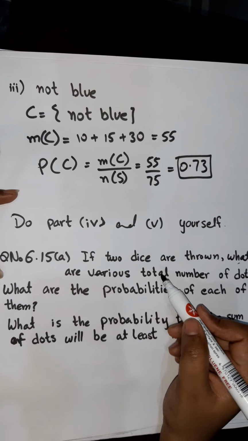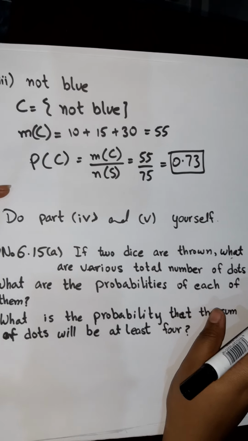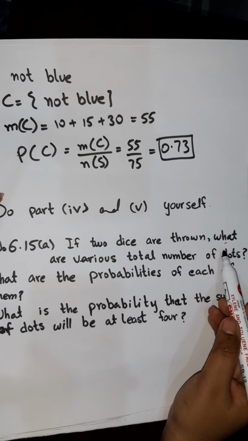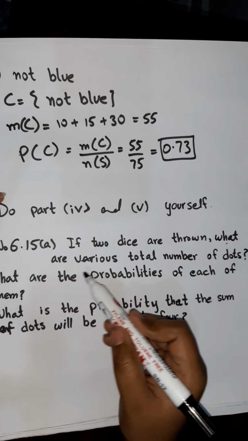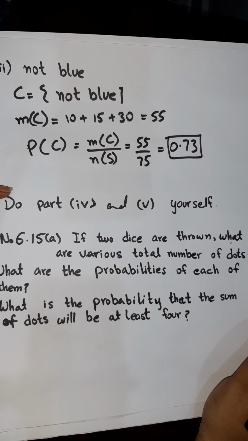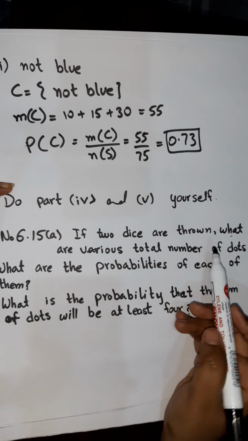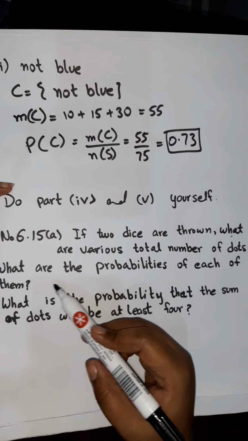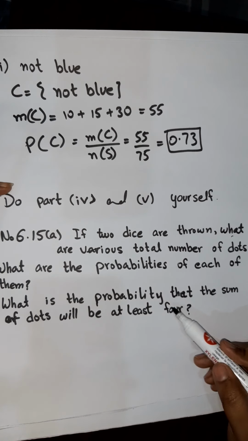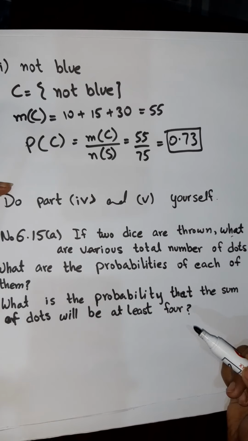If 2 dice are thrown, what are the various total numbers of dots? Now, what are the various total numbers of dots when 2 dice are rolled? What are the probabilities of each of them? And what is the probability that the sum of dots will be at least 4?